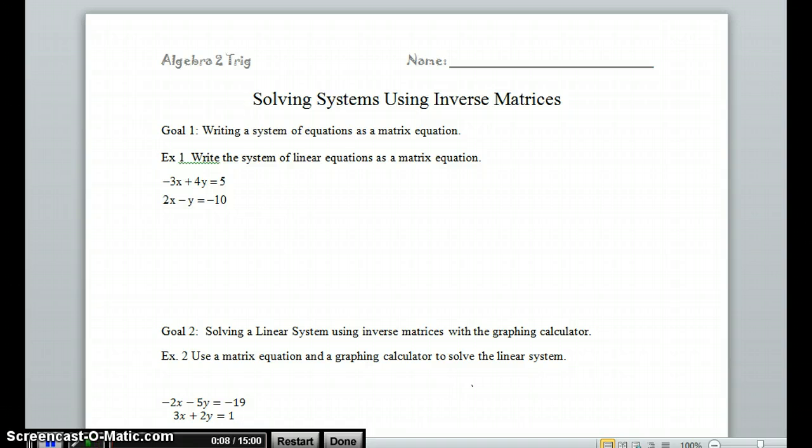Today we're going to solve systems using inverse matrices. Our first goal is writing a system of equations as a matrix equation. So we're going to use matrices to write an equation. You really want to make sure when you do this that you've got this in the right order.